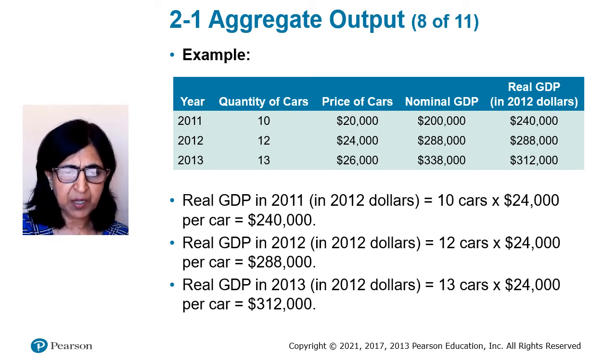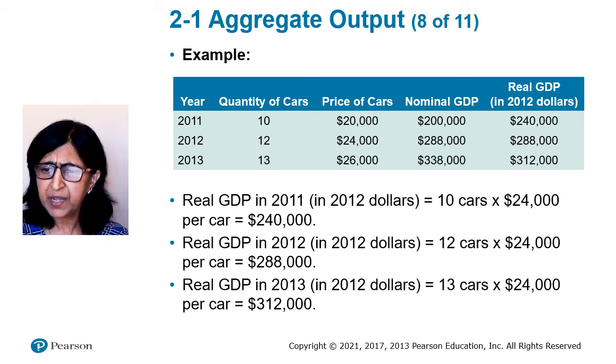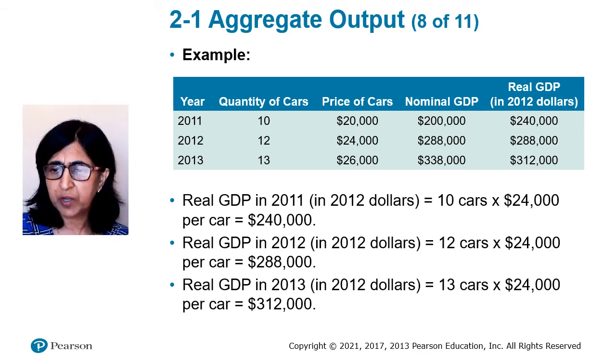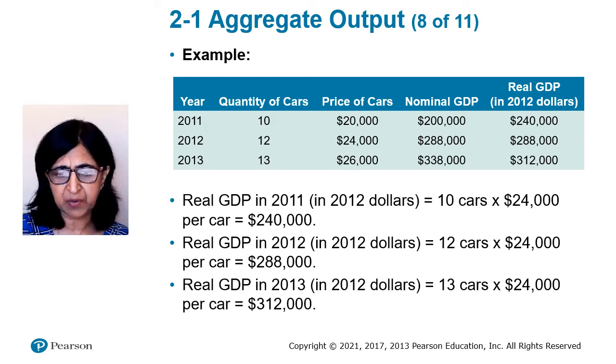Nominal GDP, which is equal to the quantity of cars times their current year price, goes up from $200,000 in 2011 to $288,000 in 2012, a 44% increase, and from $288,000 in 2012 to $338,000 in 2013, a 17% increase.